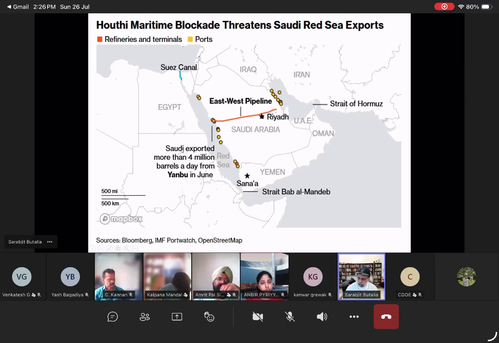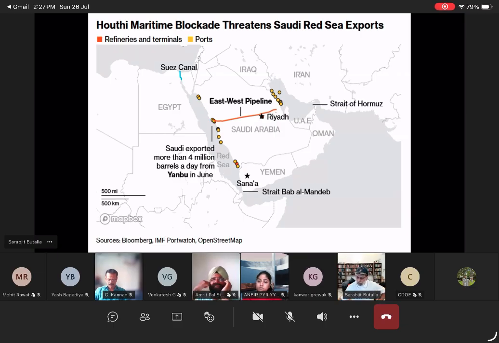Saudi exported more than 4 million barrels a day from Yanbu in June. Their total capacity is about 8 million barrels, so they were doing about 50-60% and increasing. Now, the Saudis attacked Yemen and their airport there, and in retaliation the Houthis have started attacking Saudi refineries. There is a very big refinery in Saudi called Aramco, with American interest there. Now a lot of ships are not calling at Saudi.